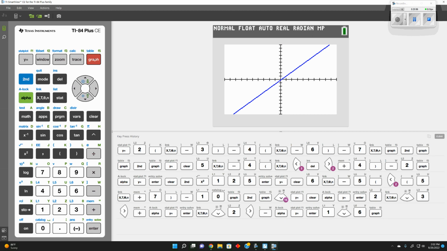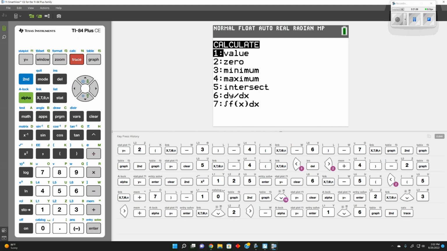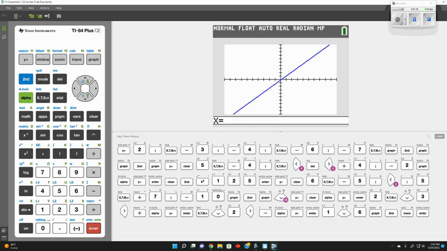What I can do also, if you look at the letters or kind of the stuff up in blue across the top, you see one of them says CALC, calculate. We can hit second trace. What's the first one? So if I hit enter on that, you see how it gives X and a little flashing bar? What it's saying is, give me a value for X. Well, let's pick it, because we have 5 choices, don't we?